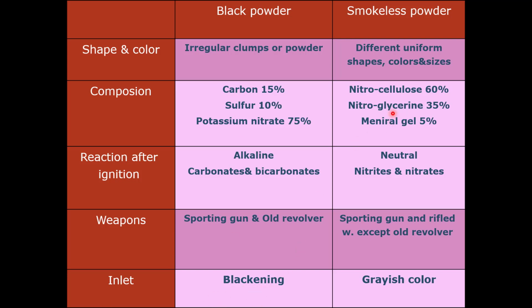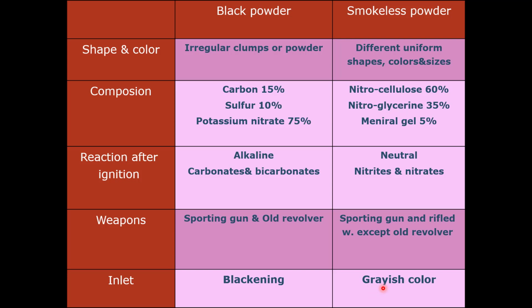But smokeless powder contains nitrocellulose, nitroglycerin, and mineral gel. After ignition, it leads to a neutral reaction because of formation of nitrates and nitrites, and at the skin of the inlet it leads to grayish coloration.